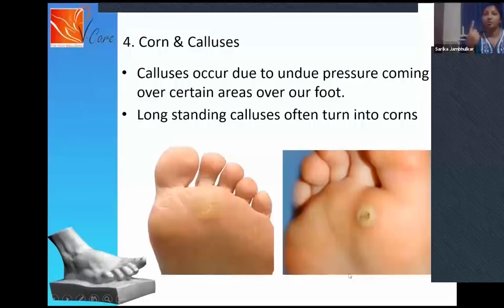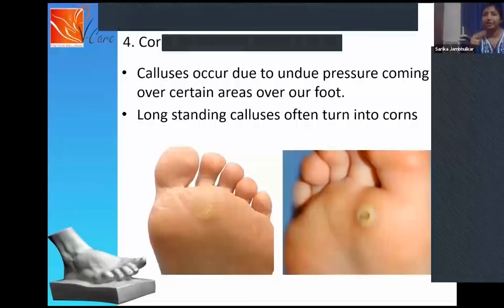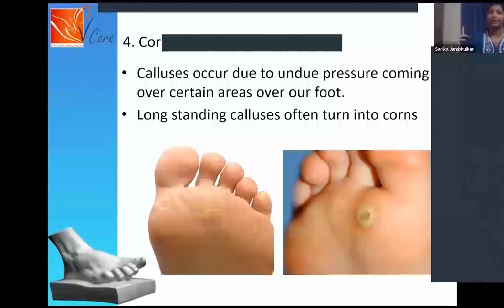Okay, first was to observe the toes, and whether there is toe deviation. The second point was the medial arch. The third was to observe the calcaneus bone, and the fourth is corns and calluses. Okay, so this is just a quick screening to judge if the patient is having any sort of issue.